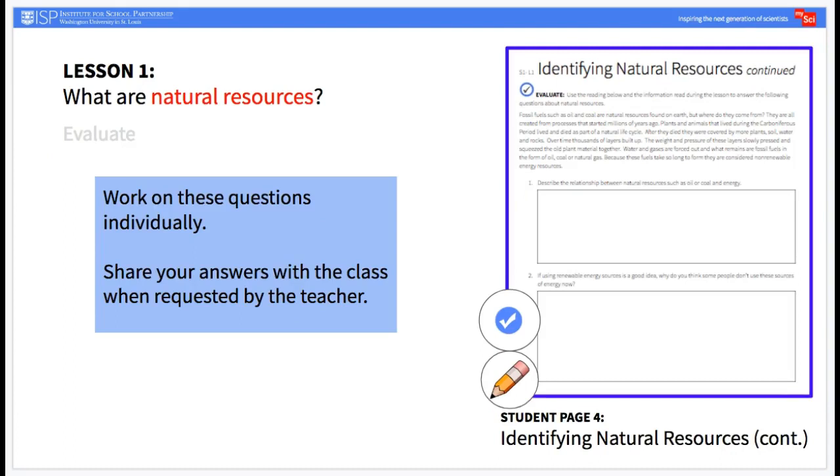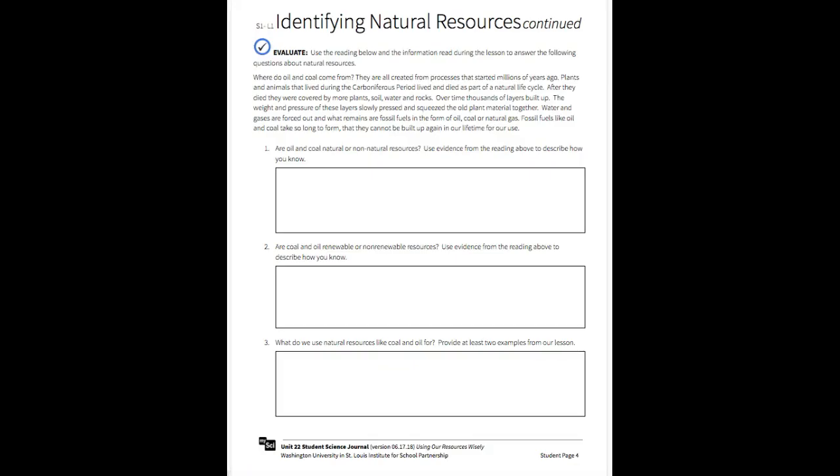In the Evaluate portion of this lesson, students will complete a formative assessment. They will read a short text about the formation of oil and coal in order to explain that coal and oil are natural resources. They are non-renewable resources because they cannot be replenished over human lifetimes, and they are used to provide energy and develop products that we use every day.